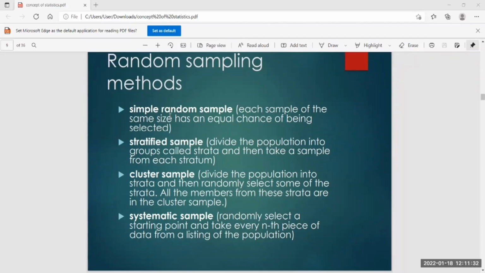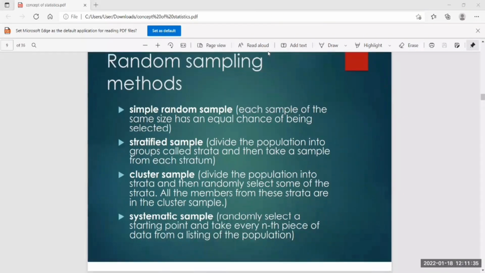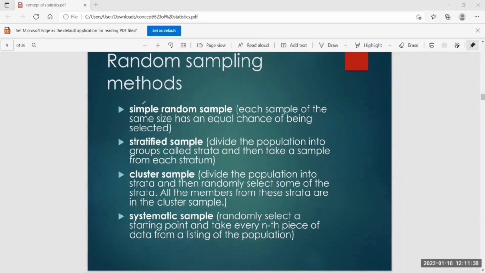Sorry, this is the random sampling, the probability sampling. The methods are simple random, stratified, cluster, and systematic. These are the probability sampling or random sampling methods. In simple random, each sample has an equal chance of being selected. Stratified sampling divides the population into groups called strata, and then takes a sample from each stratum. Cluster sampling is dividing the population into clusters.